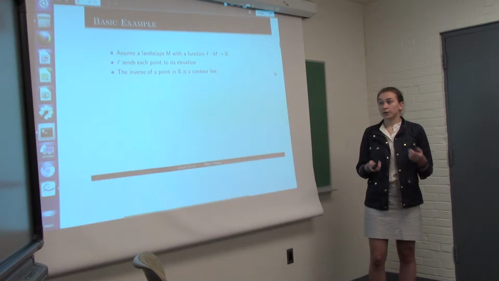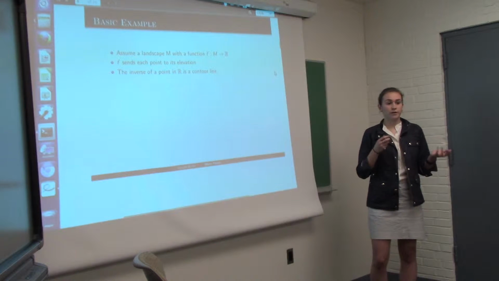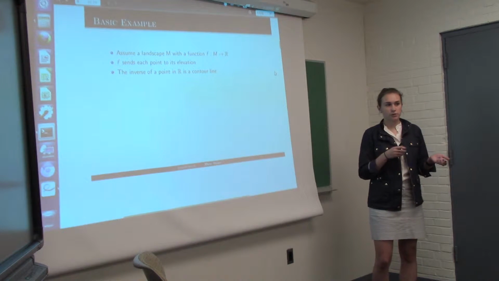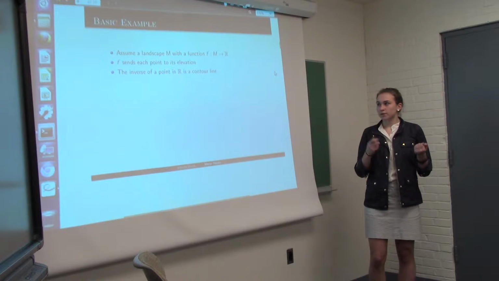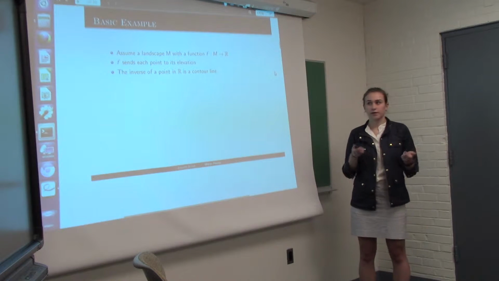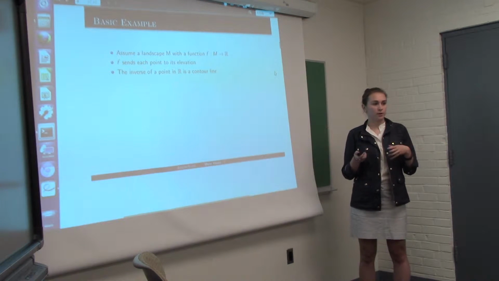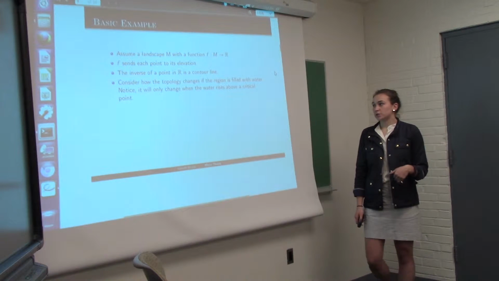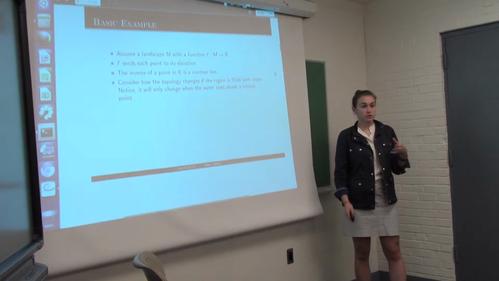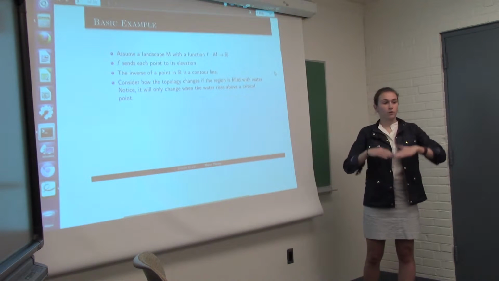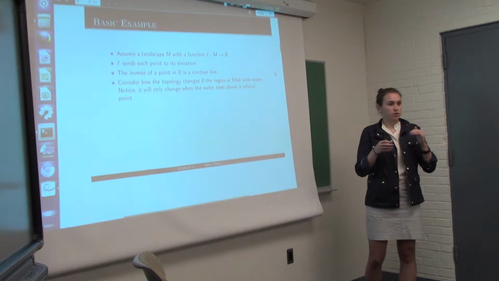The inverse image of any point in R is a contour line. The idea behind that is like a topographical map, which actually was the initial start of Morse theory, by, I think, Cayley and Maxwell, who looked at topographical maps. They were the ones that started this idea into topological spaces. What we're going to be looking at is how the topology changes if the region is filled with water. If you think of a mountain or a saddle flooding, as that water fills the area, how is the topology going to change?